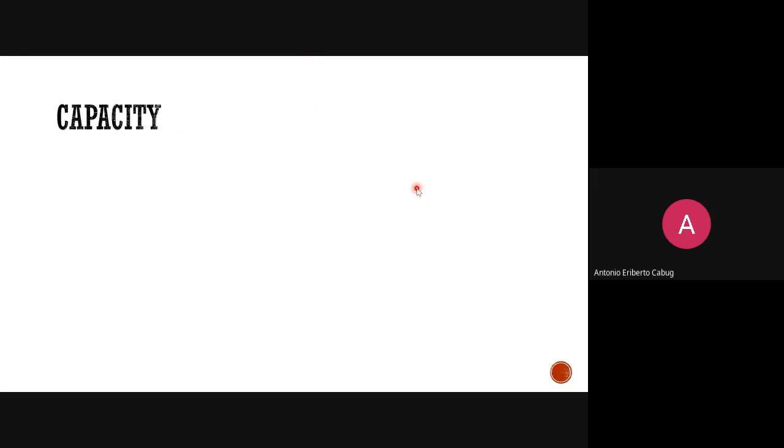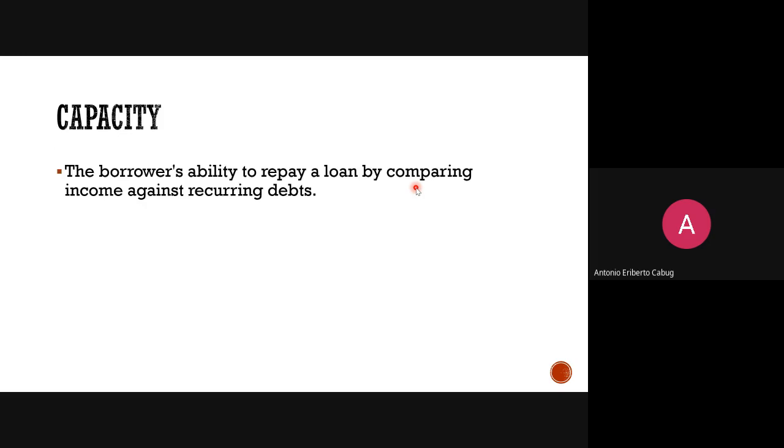Second is capacity. Capacity pertains to your income, the borrower's ability to repay a loan by comparing income against recurring debts. Okay? They calculate a ratio called debt to income, DTI ratio. Assessing the borrower's debt to income ratio. Yung utang mo ba, divide nyo sa income nyo. Is it too high or too low?